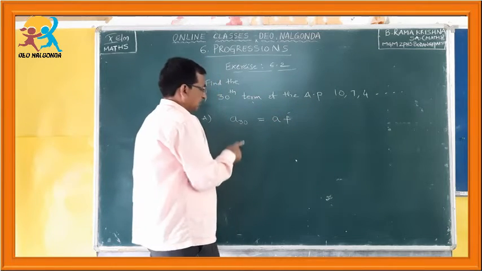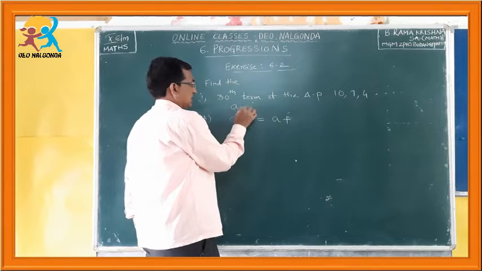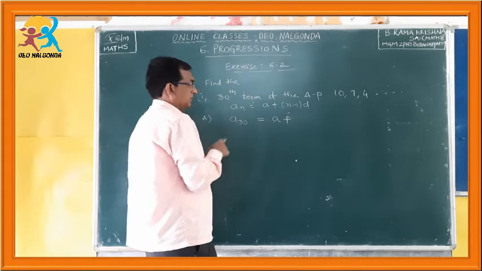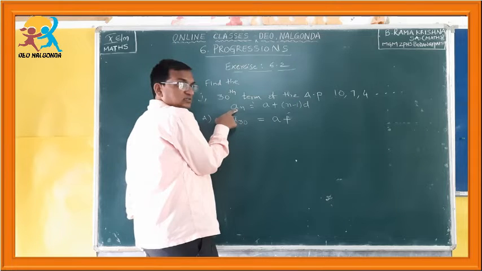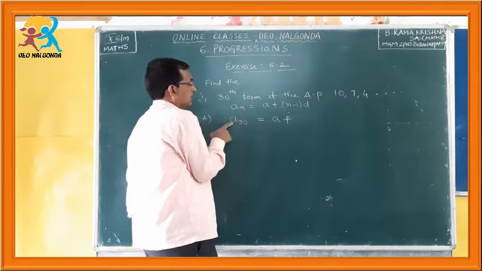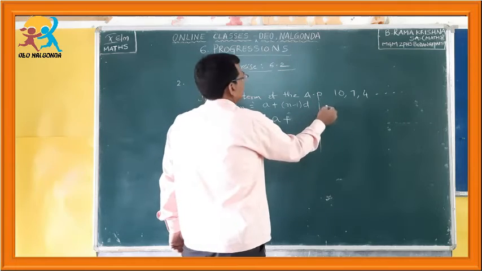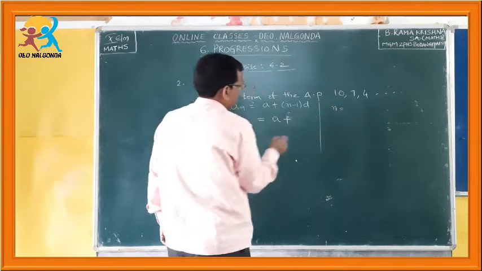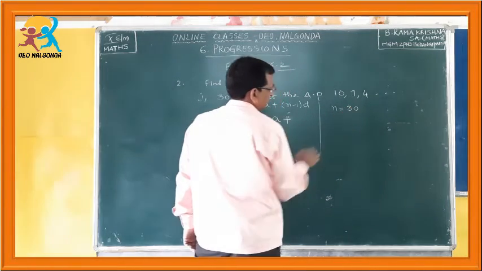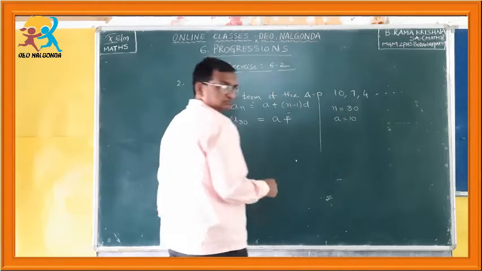A plus, n is 30 here. A n, we know the formula, A n is equal to A plus n minus 1 into d. So, we are asked to find out the 30th value, meaning n is equal to 30. N is given. A n is equal to A plus n minus 1 into d. Here, what are the given things? Let us first of all write the given things. N is given, n is how much? 30, given. A is how much? 10, the first term.